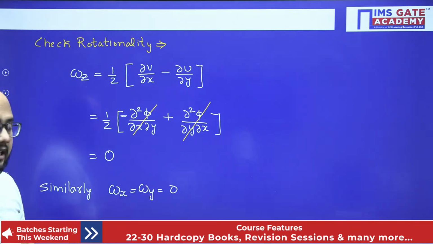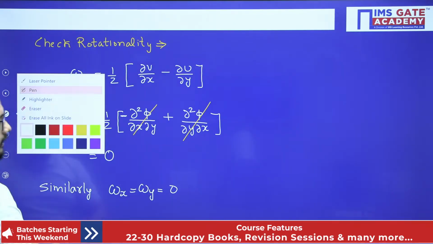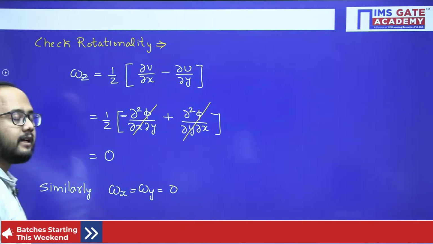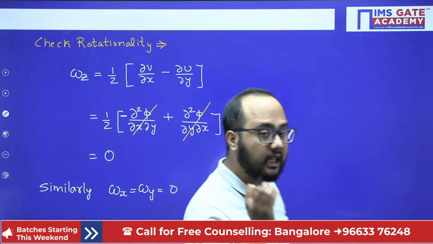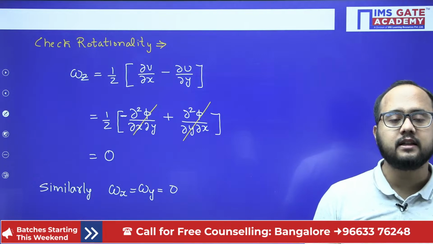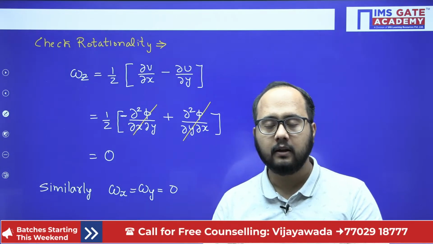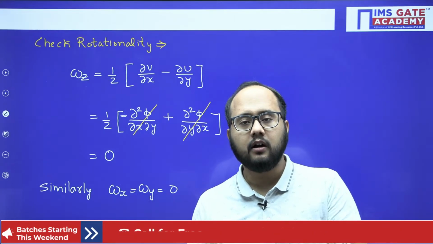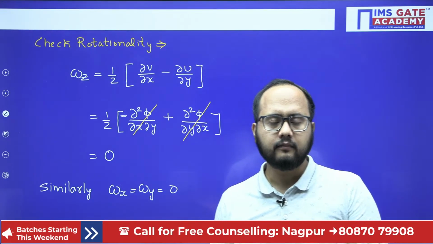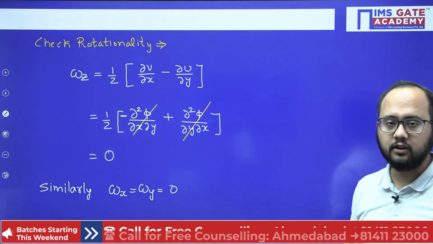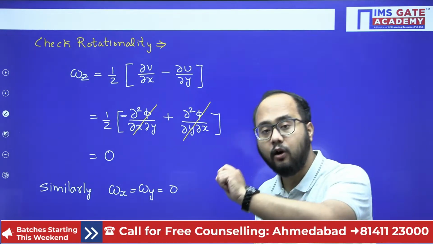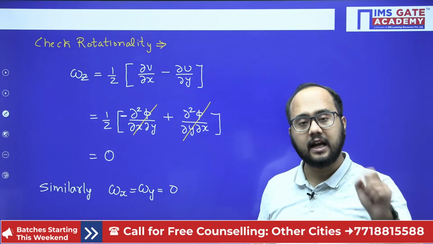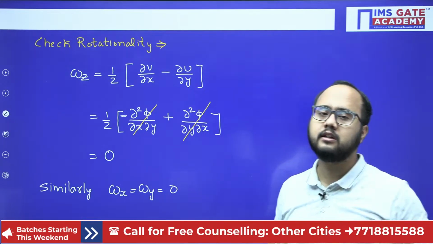So finally, we should understand a very important point. For fluid to be called an irrotational flow, all the individual angular velocity components have to be 0. Even if one of the components is non-zero, it is a rotational flow basically, not irrotational. For irrotationality, all of the angular velocity components have to be 0. Individually, all have to be 0.